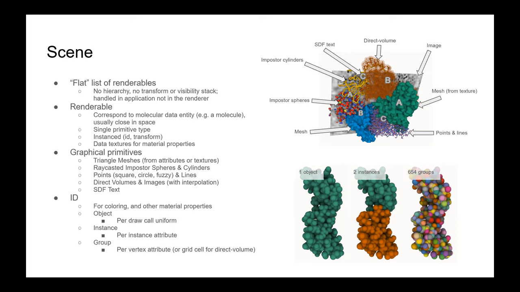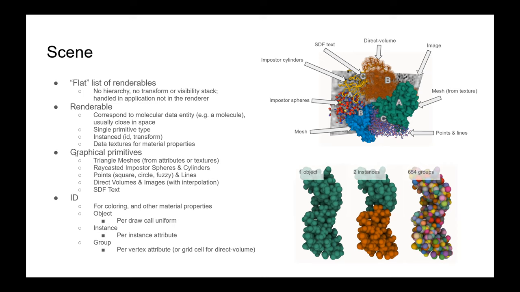Such a renderable object usually corresponds to an entity in the molecular data, like a molecule, which gives us the benefit that it's usually close in space, so it's good for some performance improvements like culling. Those renderable objects have a single primitive type, which I'll come to later, and we can instance them. And we use data textures for any material properties, so we don't have any UVs.